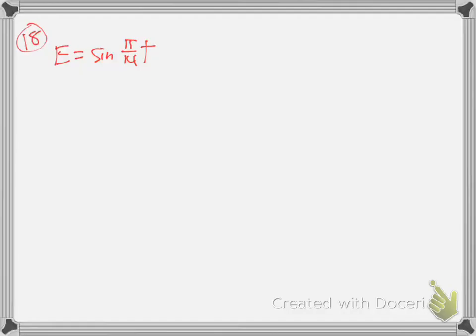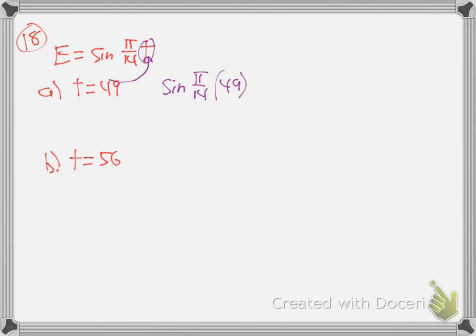All right, let's do 18, part B. Okay, so this is like a little biorhythm problem, and you don't have to read all those words. All you need is that formula and plug in your t values. So I'm going to do that. I'm going to plug in my t value right here. So this will be sine of pi over 14 times 49. Good so far?